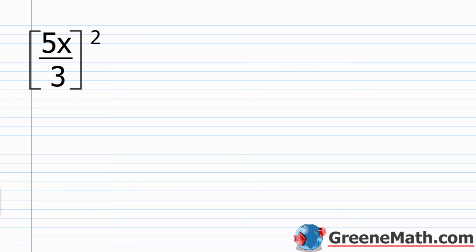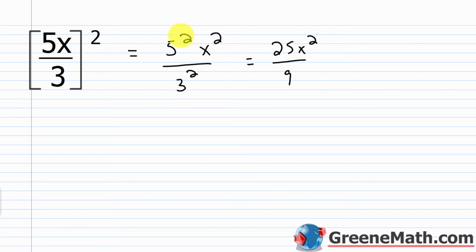What about something like 5x over 3 inside of some brackets, and this is raised to the 2nd power? Well, I can raise each individually to the 2nd power. So 5 squared times x squared over 3 squared. And if you get this problem on a test, your teacher might want you to write 25x squared over 9. But I like to keep it using the exponents, especially when we're dealing with a chapter on exponents.